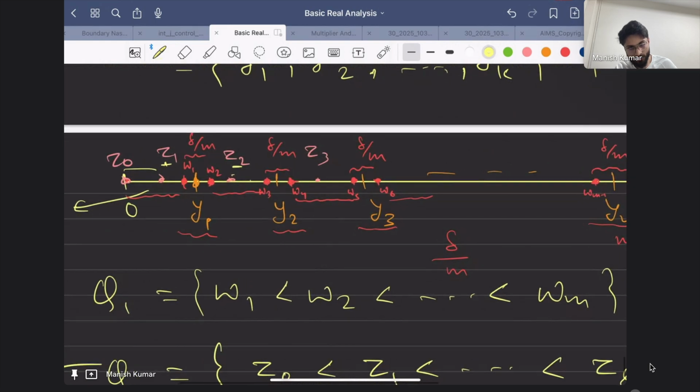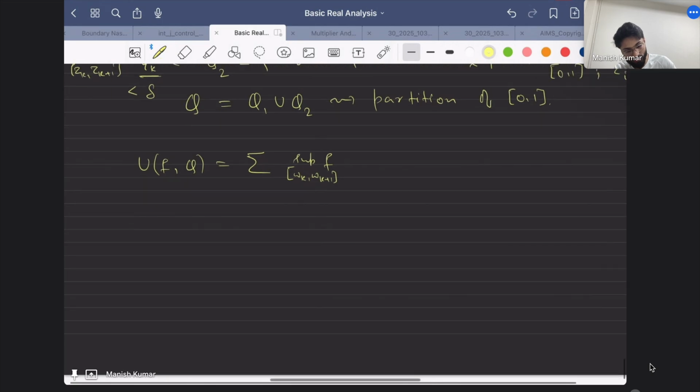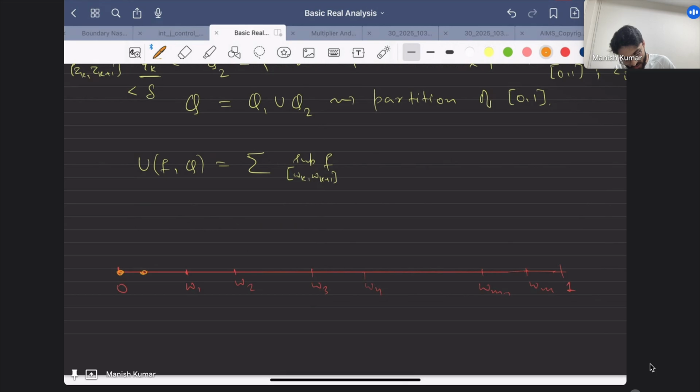Exactly. Let me draw a proper picture. I have w1, w2, w3, w4 till wm minus 1 and wm. So I've got some partition, and maybe 0 and 1 might not be included in this. I'll construct another partition of these intervals, 0 to w1, w1 to w2, w2 to w3, w3 to w4, and so on. Yes, sir. This is what I'm saying.